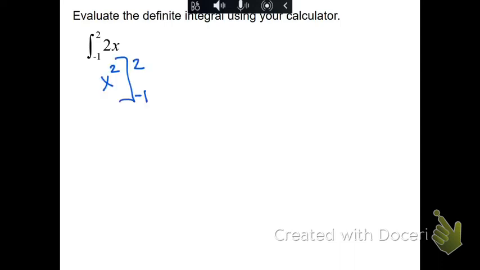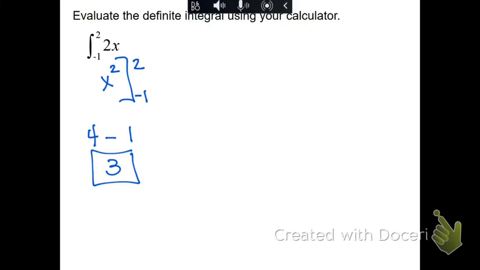So we integrated. We got x squared. We don't need the plus c for a definite integral because it would just cancel out anyway. Plugging in the 2, we'd get 4. Minus, plugging in the negative 1, we'd get 1. And this is an answer of 3. Okay, so now I want you to remember that we got an answer of 3.